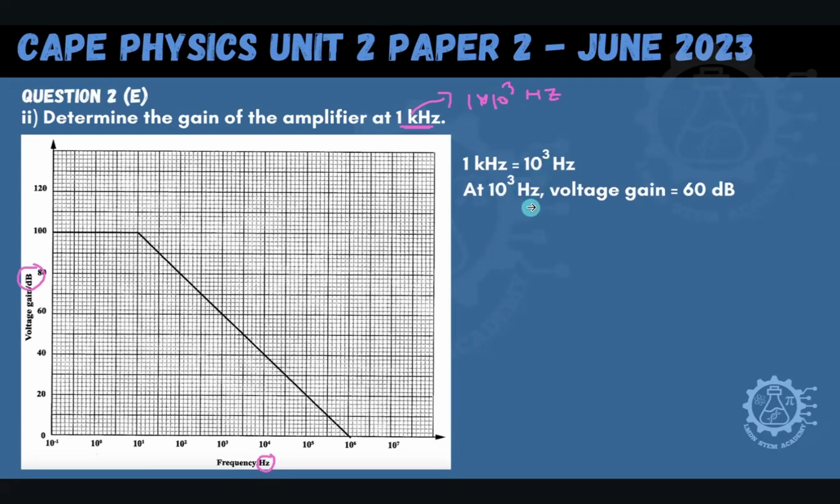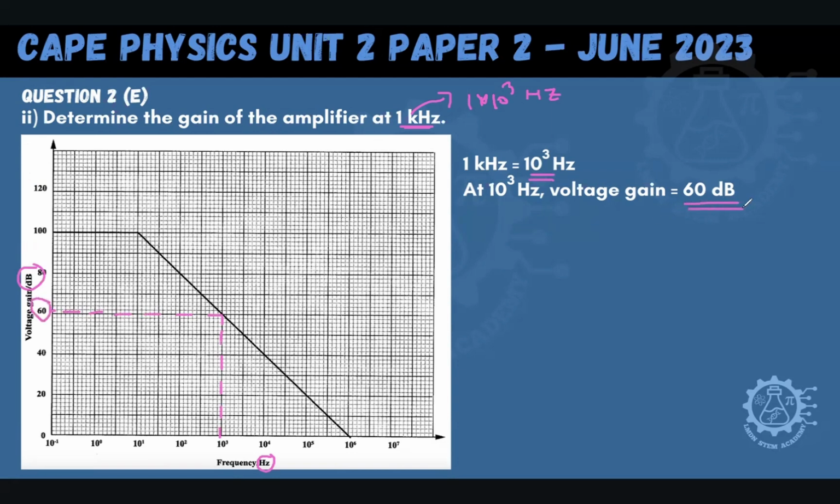And at 10 to the 3 hertz, we see that the voltage gain is 60 decibels. So let me just get my pen and go up to that. So we're looking for 10 to the 3 hertz, which is here. I'm going to come up, meet my gain frequency response curve, and come across and find the gain that corresponds to that frequency. And it turns out that it is 60 decibel.